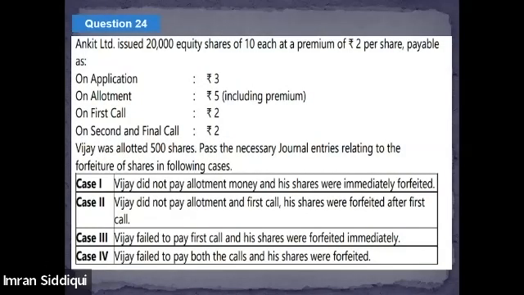Now we'll try the last case. No, we have a third case as well. So case number 3. Vijay failed to pay the first call only and his share was forfeited immediately. That means till allotment he made the payment. Do you think you will be able to solve cases 3 and 4? Yes, sir. Okay, just give it a try, then we'll move to the next question. If anybody has any problem understanding anything, do let me know.